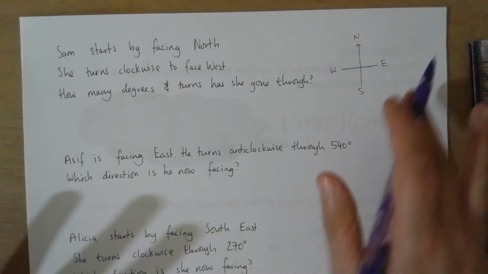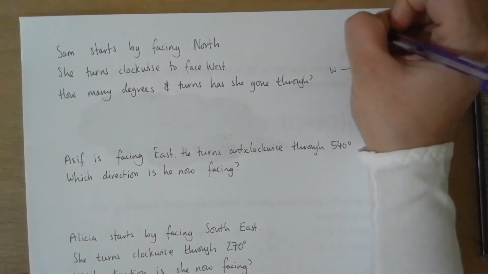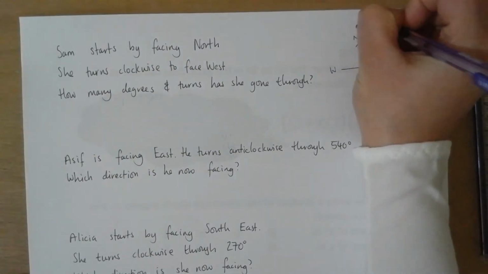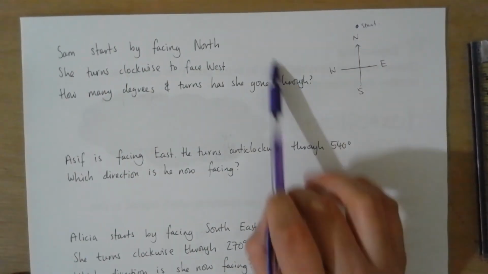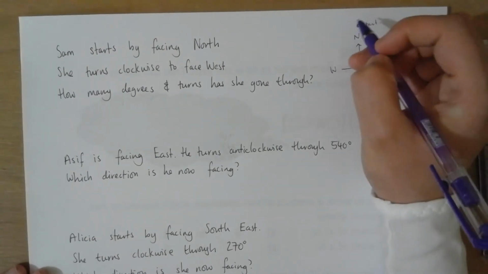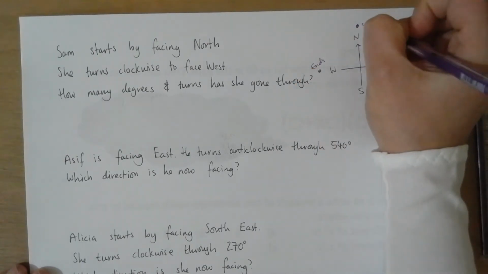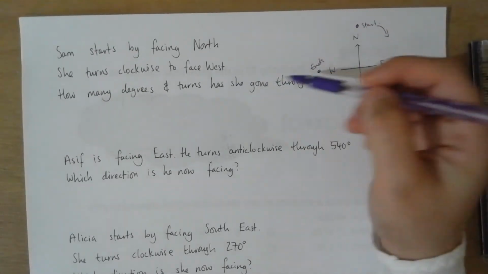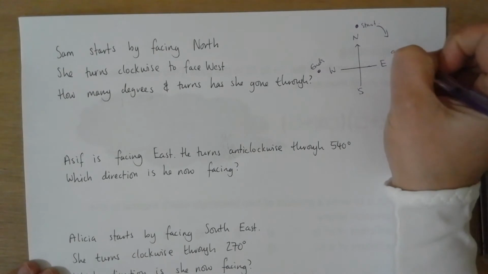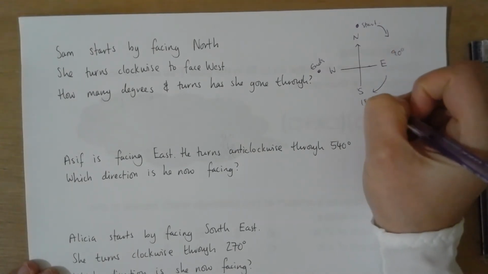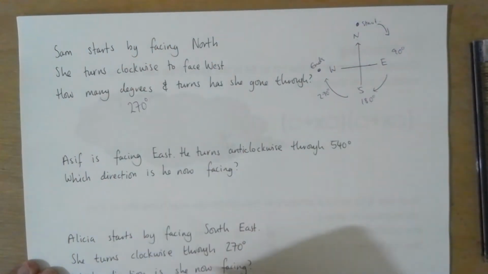Once you've drawn that, start looking at what the question is asking you. It says Sam starts by facing north. So I'm going to say there's this starting position. She turns clockwise to face west. Clockwise, the way a clock goes, that kind of circular motion, to face west. So west is over here. This is where she ends. So she starts, moves this way, and then she ends here. How many degrees and turns has she gone through? I know that all of these are right angles, so this would be 90 degrees, this would then be 180, and this would be 270. So when it says degrees, I know it's 270.